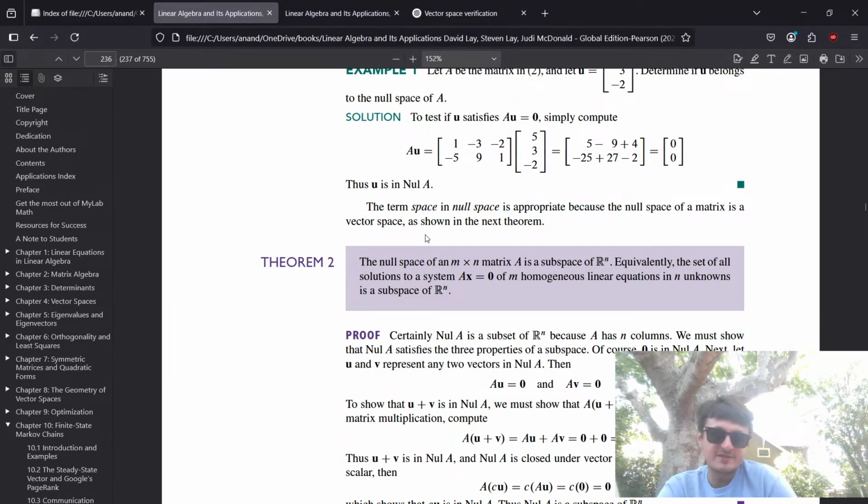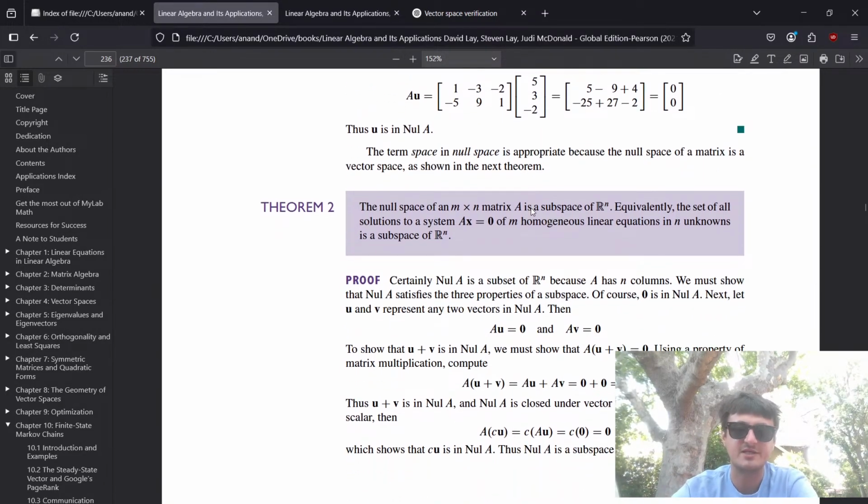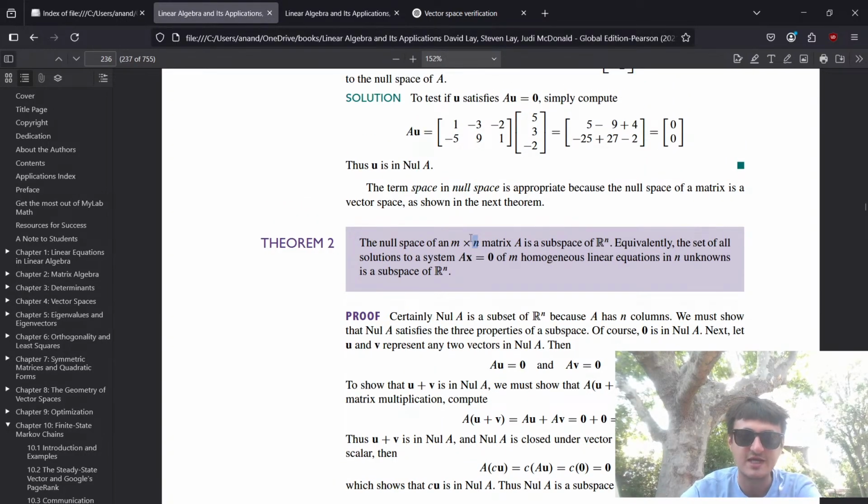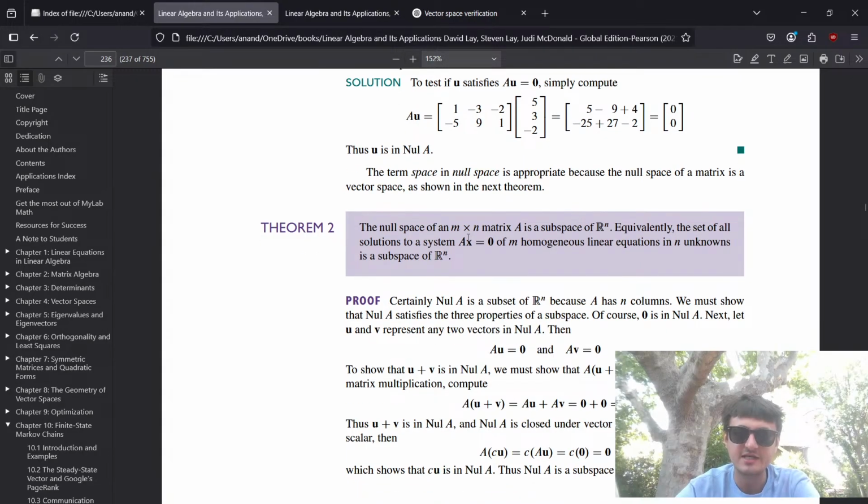The term space in null space is appropriate because the null space of a matrix actually is a vector space. And that's an important theorem. The null space of an m by n matrix A is a subspace of Rn. So if we have m equations and n unknowns, then the set of x such that Ax equals 0, as in the definition of a null space, is going to be a subset of the vectors in Rn, not Rm. So you just need to make sure that you understand which side you're on, basically. So anyways, the set of all solutions x such that Ax is equal to 0 of m homogeneous linear equations in n unknowns is a subspace of Rn.